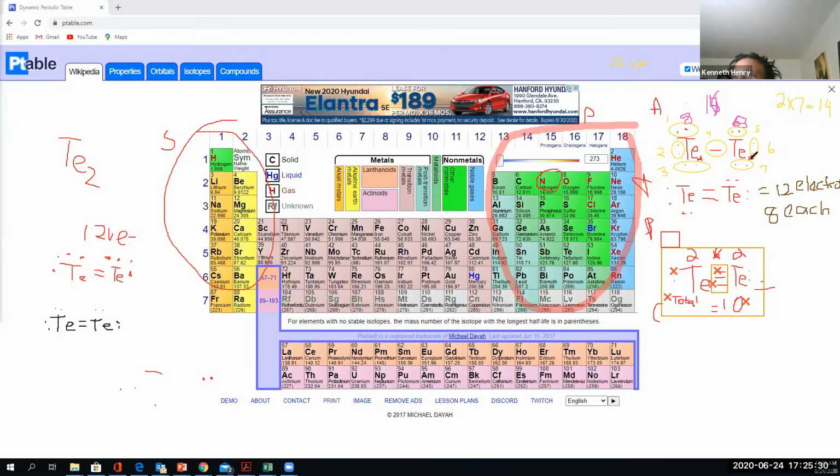You can't just magically get 14 electrons, right? What you put in is what you must get out. So you can't just say, oh, I'm just going to throw an extra 2 in there. So that's also wrong. So the answer is B. That's correct.